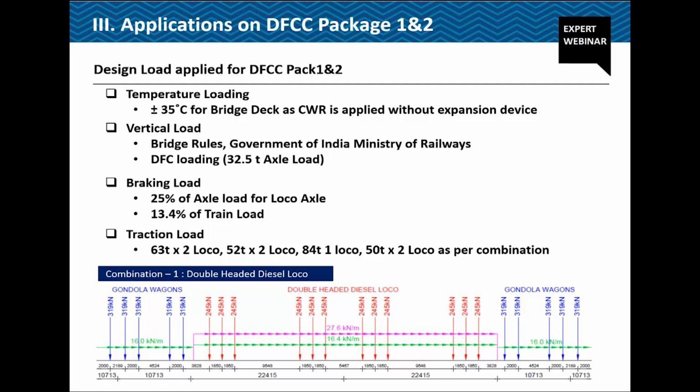Braking load, as per the IRS code, is given as 25% of axle load for loco, and 13.4% for train load, which is the gondola. Traction loading is given as well. I think most of you know about this IRS code and train definition. We have 5 train combinations, 63 ton 2 loco and 52 2 loco or something like that.